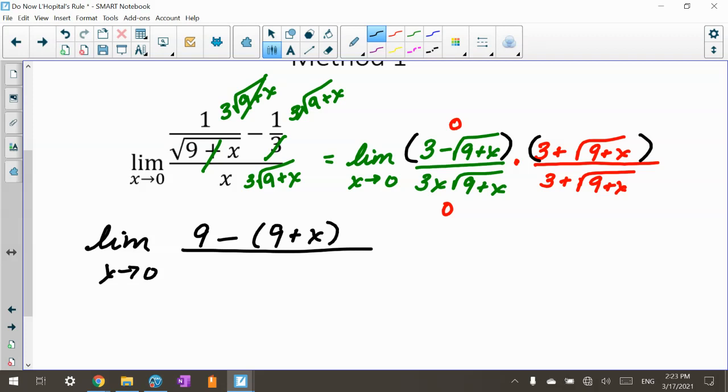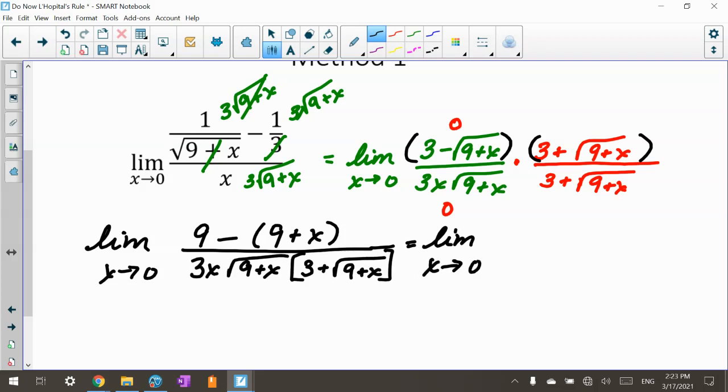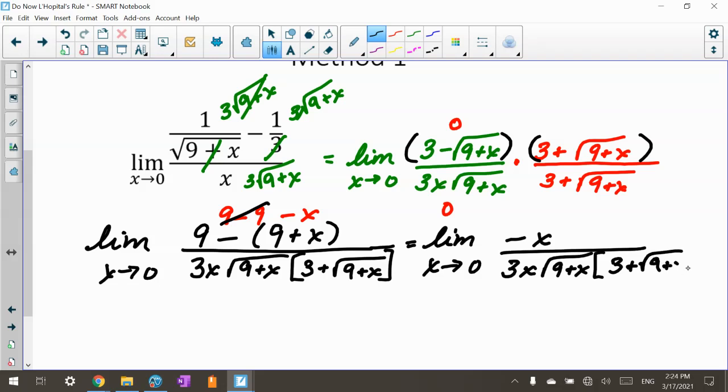And the denominator is what looks awful. So I actually have 3x radical 9 plus x times 3 plus radical 9 plus x. Okay? So this is going to equal the limit as x approaches 0. I can see some things I can do here. And this really is 9 minus 9 minus x. So guess what cancels? The 9's do. So I really have a negative x all over 3x radical 9 plus x times 3 plus radical 9 plus x.